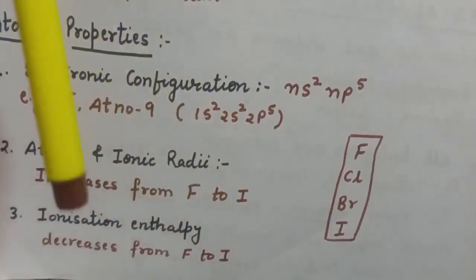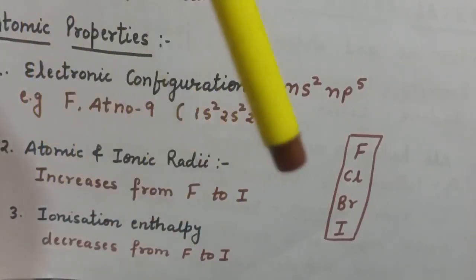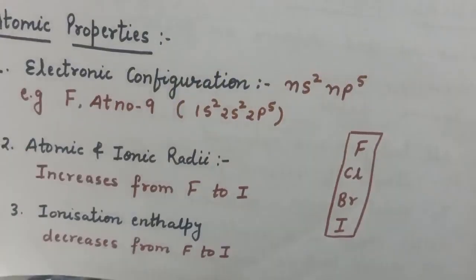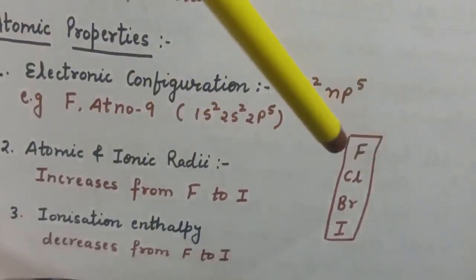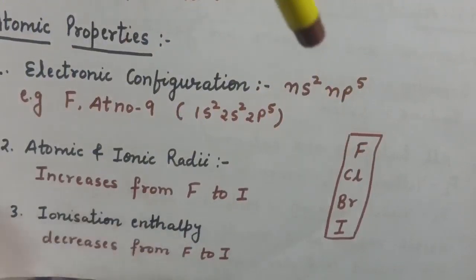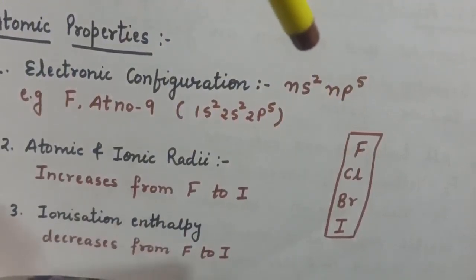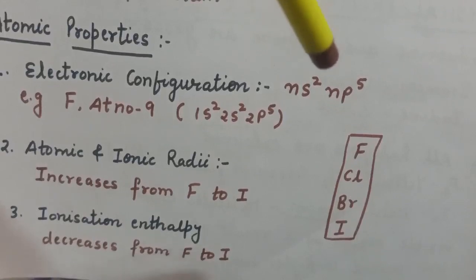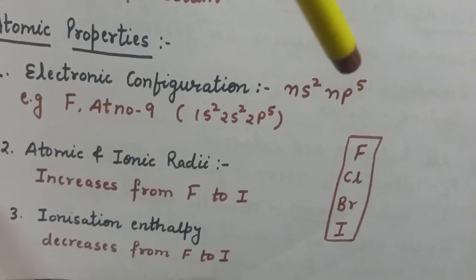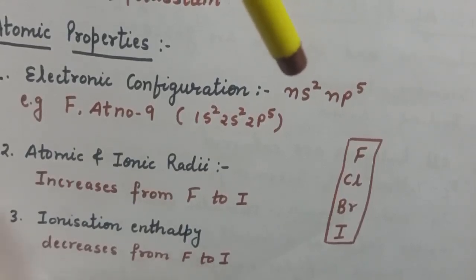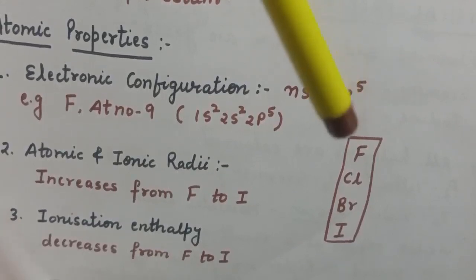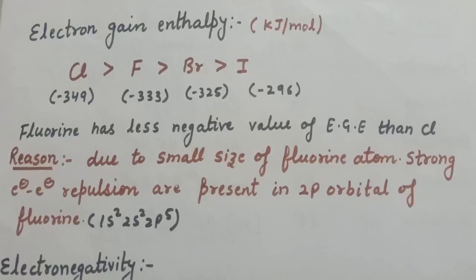But if we compare the ionization enthalpy in periods, fluorine has the maximum value of ionization enthalpy. As we know that the electronic configuration for group 17th elements is ns2 np5, therefore they readily accept one electron to form the stable noble gas configuration, and that is why the ionization enthalpy value is higher for group 17th elements.